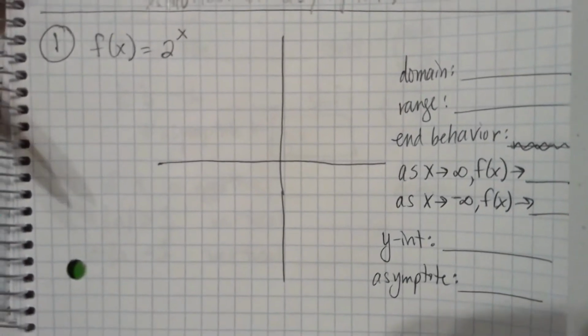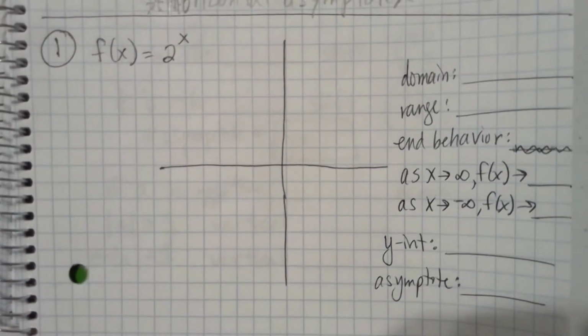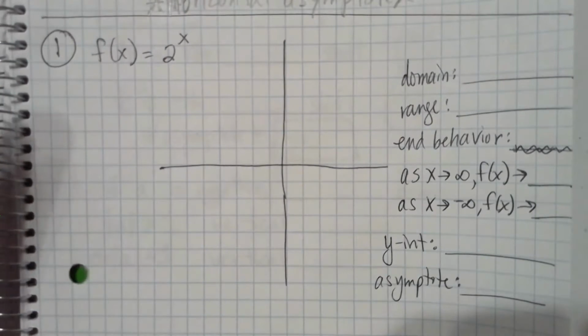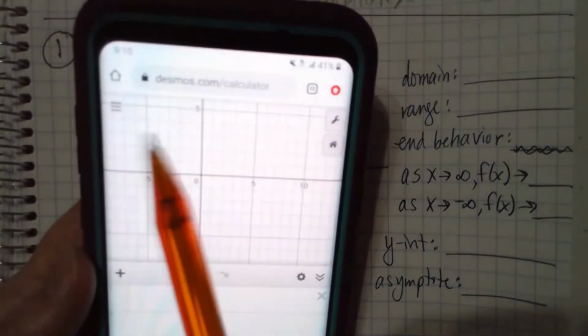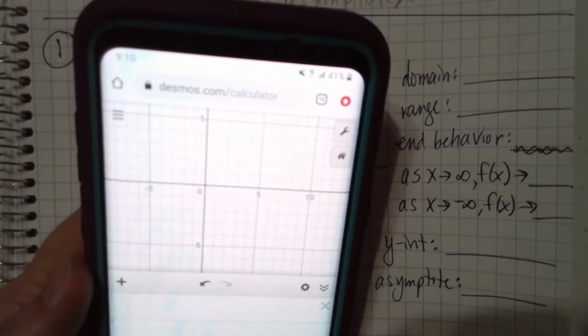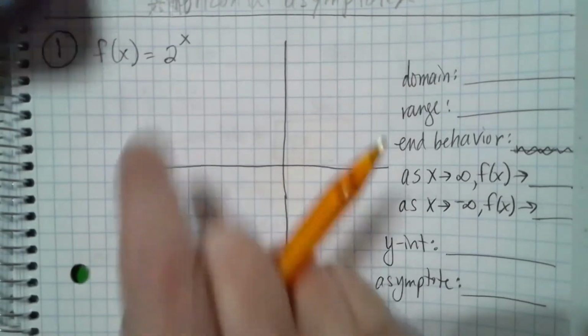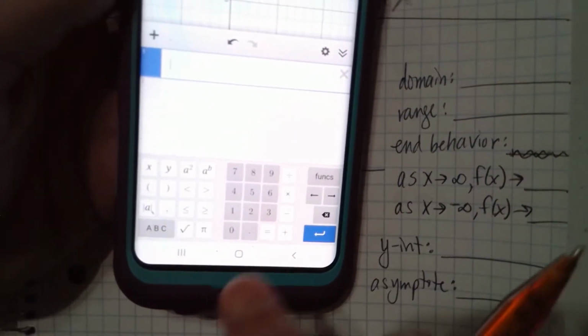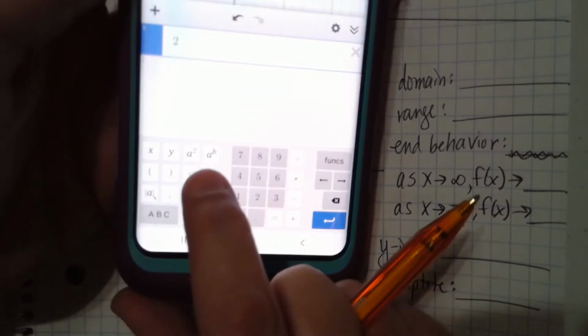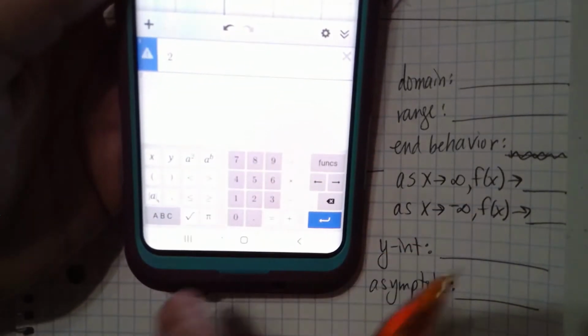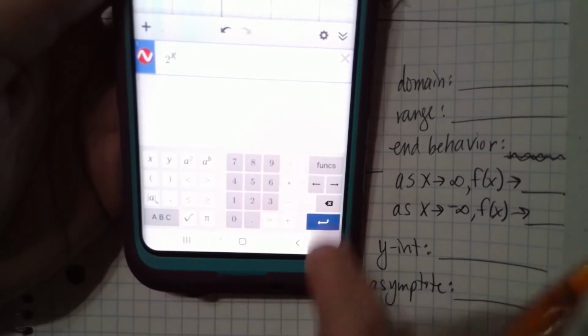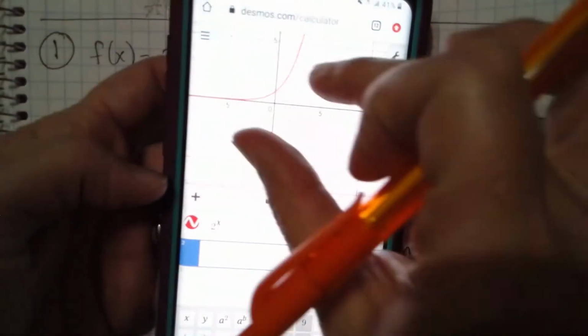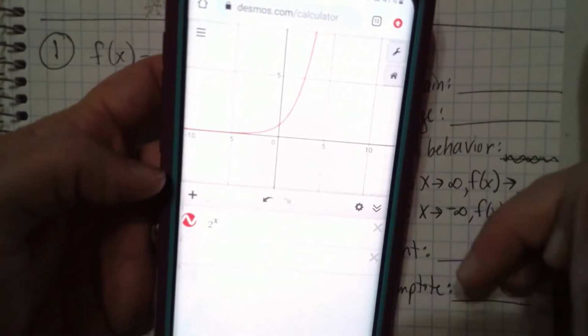All right, so I have a couple graphs to look at, and then we're going to talk about the transformations. So I am going to pull up Desmos calculator on my phone. So I just went to Desmos calculator and it pulls this up. Okay, so I am going to type in my function 2 to the x power right here in our line. So this thing right here that says a to the b power, that's our exponent, 2 to the x power, and I hit enter, and it gives me a picture of my graph, which I can slide around like this.